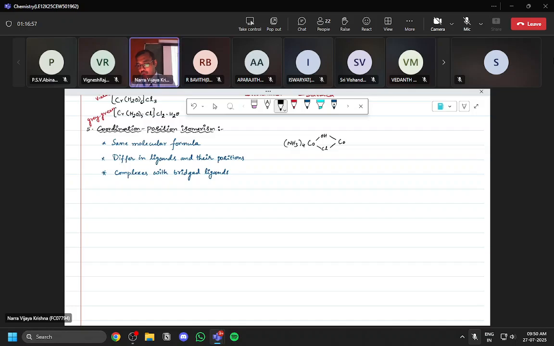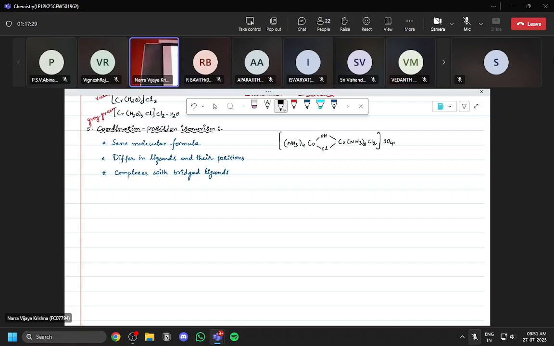Again, I am taking cobalt, NH3 twice, Cl2, SO4. If I take here 4 ammonia molecules, here instead of cobalt, if I take another complex, another metal atom, chromium, then it also comes under another class of isomerism. Coordination isomerism. Are you able to understand?